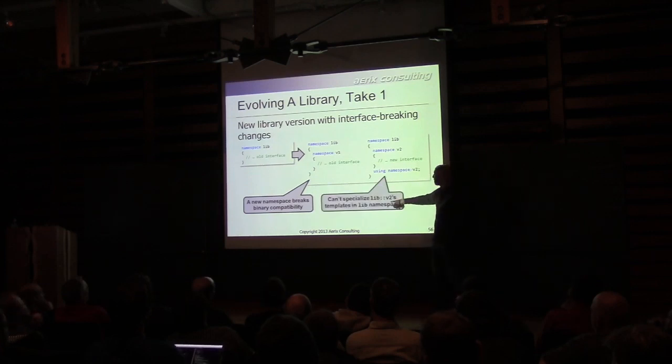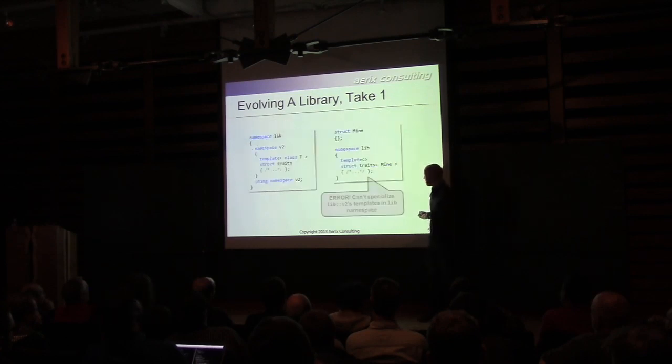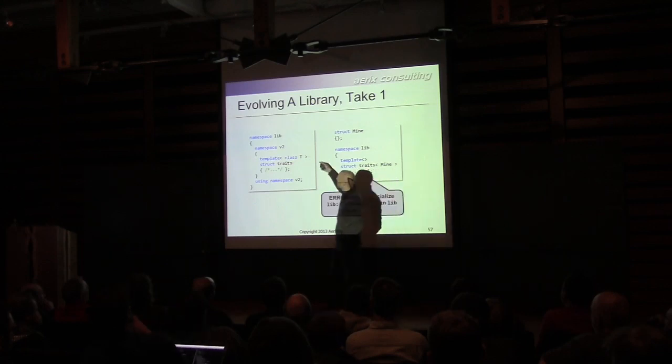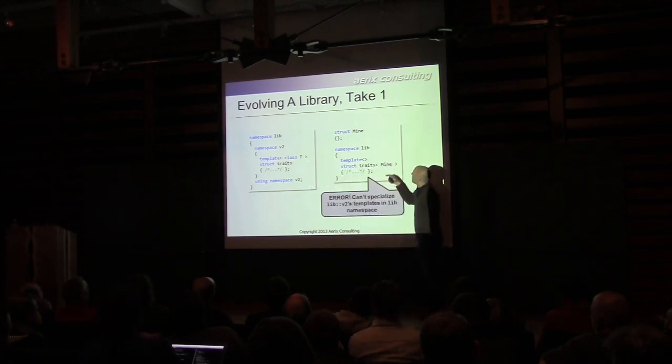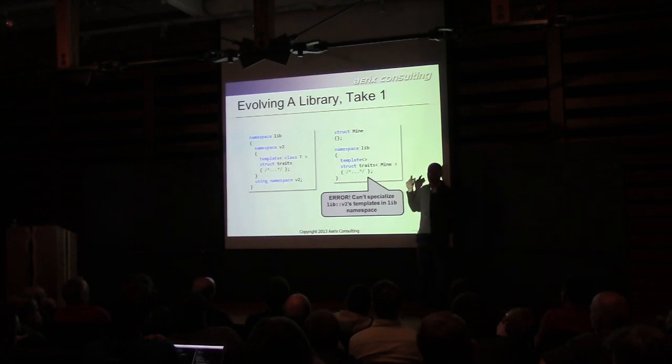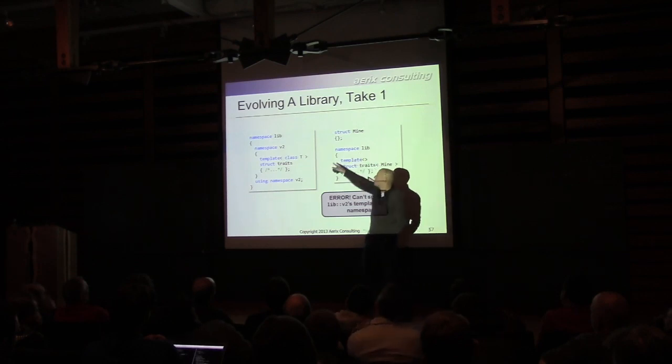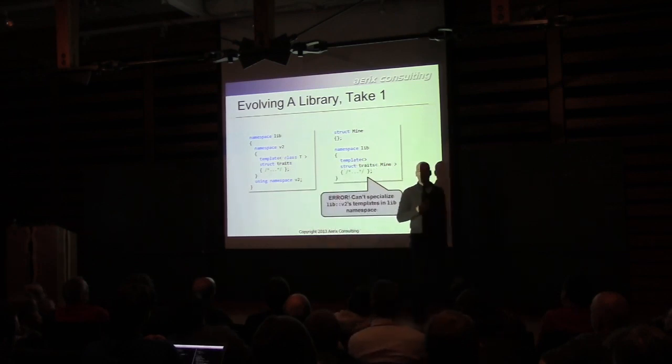But here, for instance, if v2 has templates in them, you won't be able to specialize them just by opening the lib namespace. And here's what I mean by that. So say we've got this situation: lib, namespace, traits, using, slurp it all into the outer, okay? And now we've got some struct that's mine. Now I want to specialize the traits template on my type. Well, this doesn't compile, because this template doesn't actually live in this namespace. It lives in that one, okay?